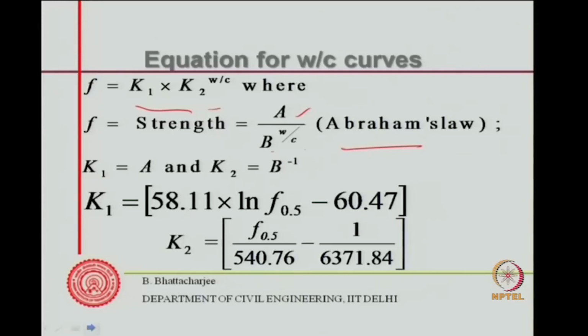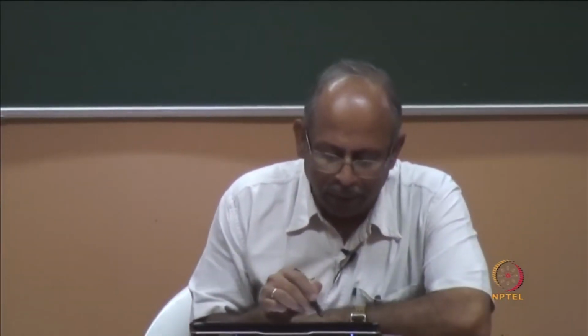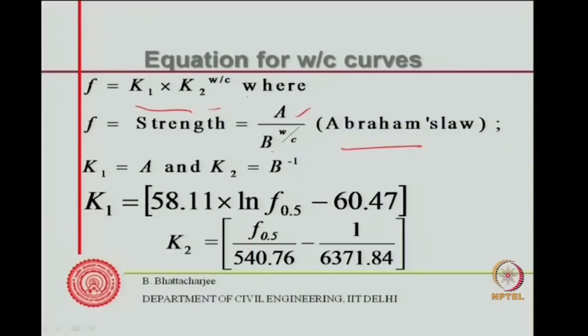We have done a regression analysis and found that K1 can be related to log of 0.5 strength, f0.5, and K2 can also be related like this. So if you know 0.5 strength, you can find out K1 and K2, and therefore you can know the strength for any other water cement ratio. This is doing it in equation form, because instead of using the chart, this becomes very useful if you are doing it in Microsoft Excel or any other spreadsheet.